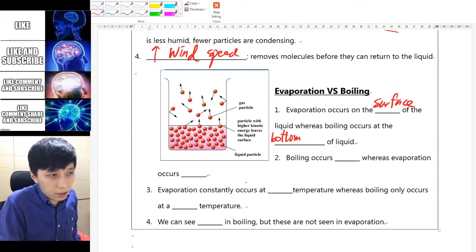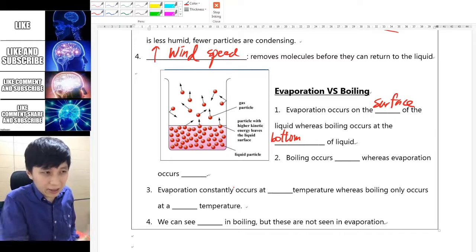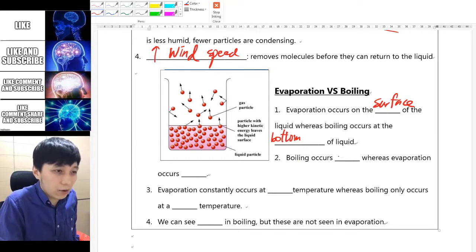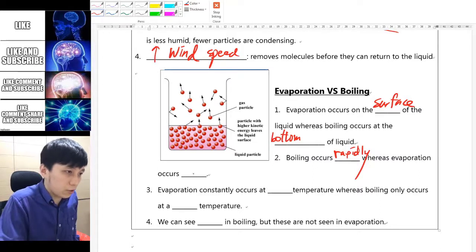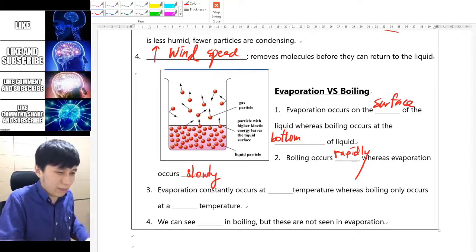Boiling here is more talking about the rate. So I can understand if you don't get what I'm asking you. So here, boiling occurs rapidly. Okay, that's a word you can find. While evaporation occurs slowly. Yeah, you can never see evaporation go rapidly. That doesn't make sense usually.